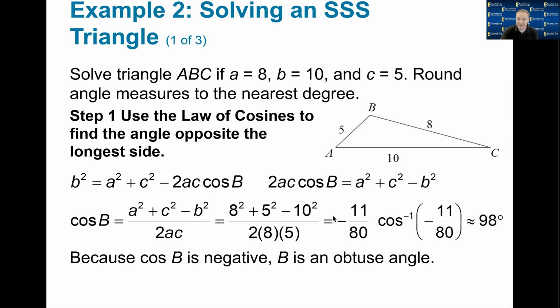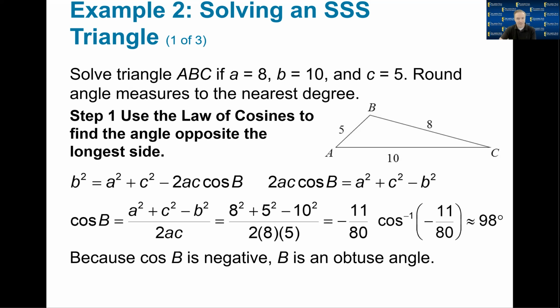The second I get that negative answer, I know this is going to be an answer greater than 90 degrees, because the cosine is always positive between 0 and 90, but the cosine takes on negative x components on the unit circle between 90 degrees and 180 degrees. So I knew as soon as I got that cosine of b was negative 11 over 80 that b was an obtuse angle. So I find that angle by taking the inverse cosine of negative 11 over 80 to solve for b. When I did that, my calculator rounded to the nearest degree was 98 degrees.